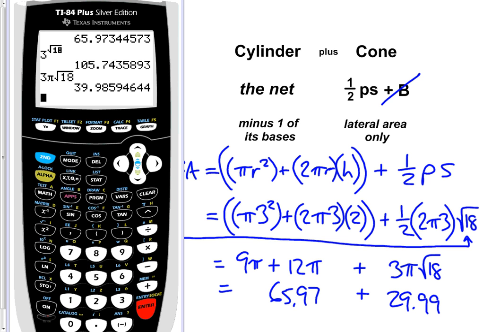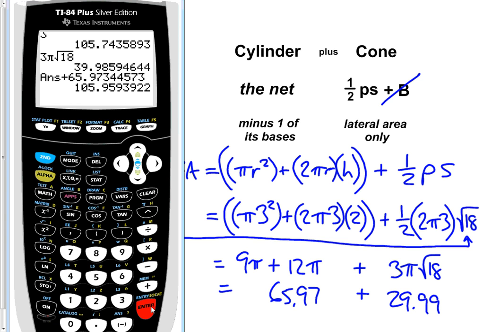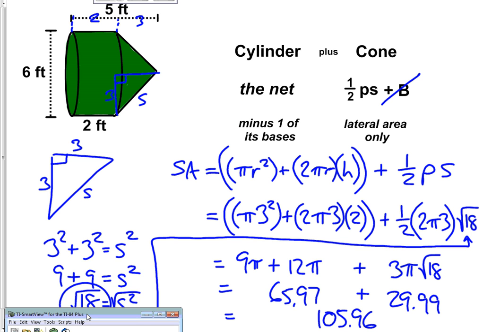Okay, so if I combine these two decimal points, should be good to go. I'm just going to use those decimal points from up at the top of the screen, 9734457, trying not to round off until I get to the answer. And it looks like we have an answer, a surface area of 105.96, and then whatever our units of measure are will be in the second dimension, square feet.